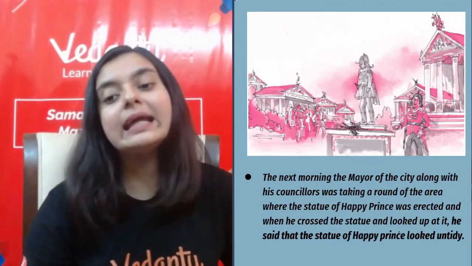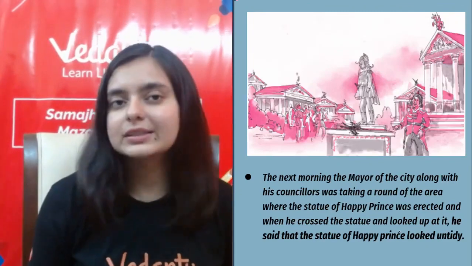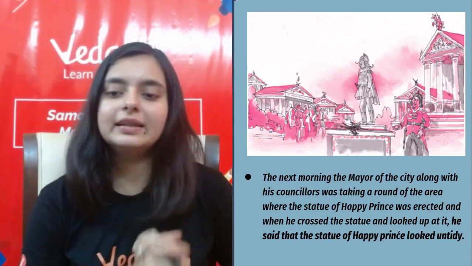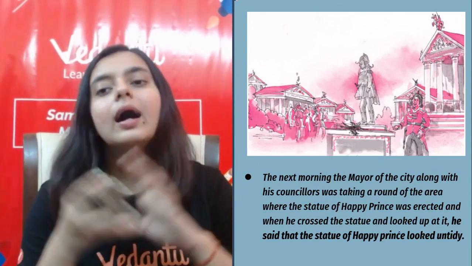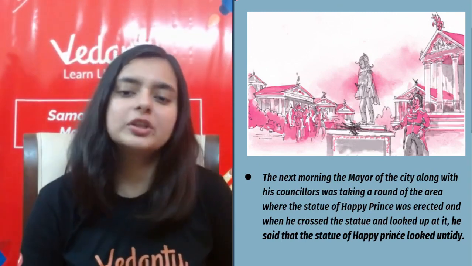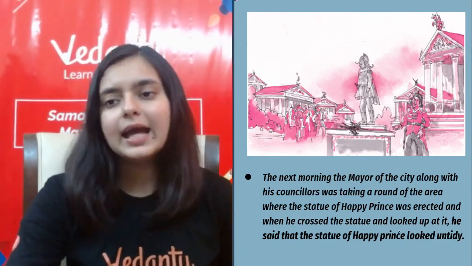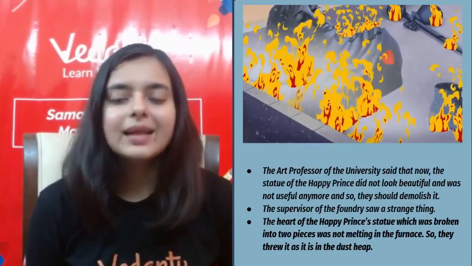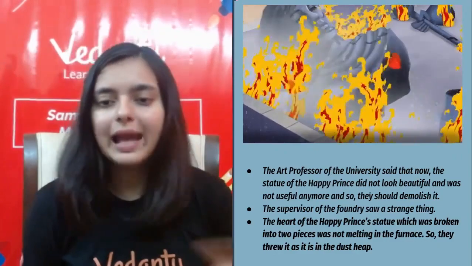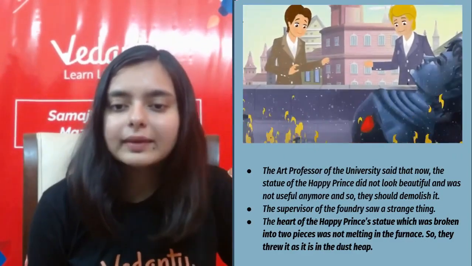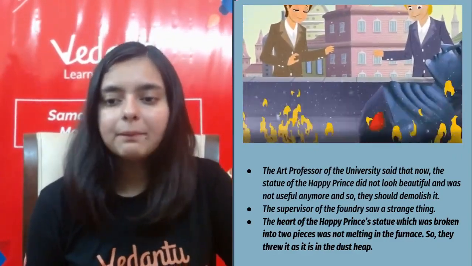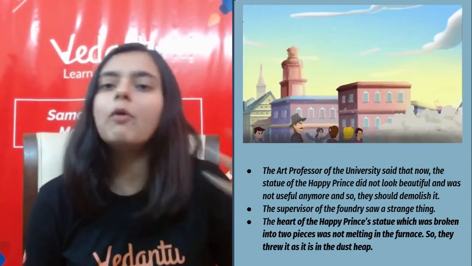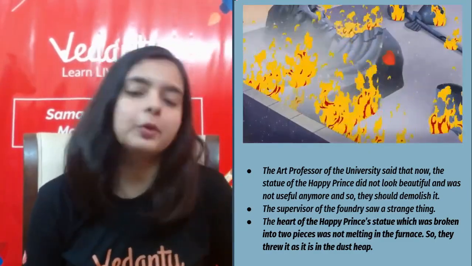The next morning, the mayor of the city, along with the councillors who were taking a round of the area, saw the prince's statue, which looked very ugly and untidy. So what did they decide? That it was not looking beautiful anymore, so they should demolish it because it was no longer beautiful.